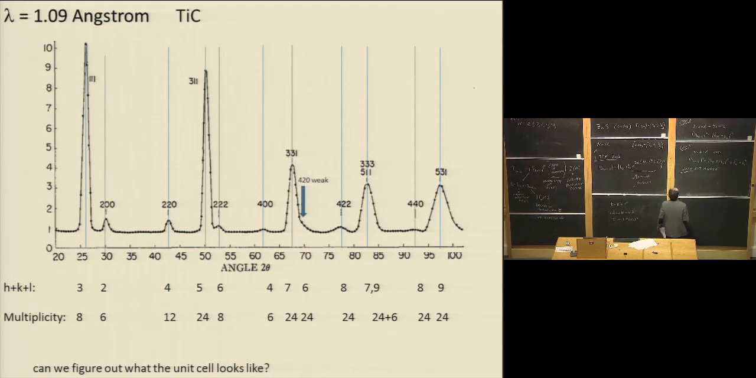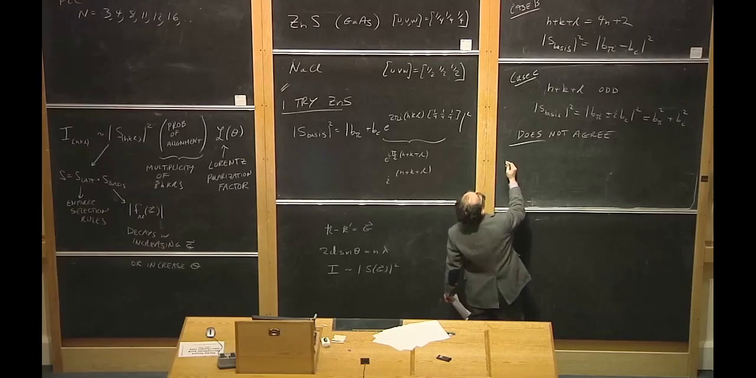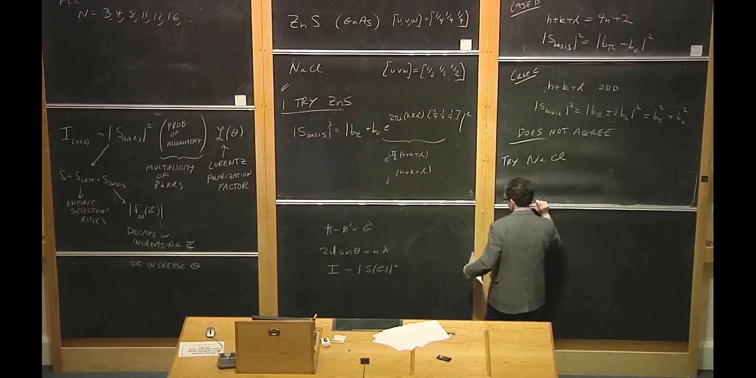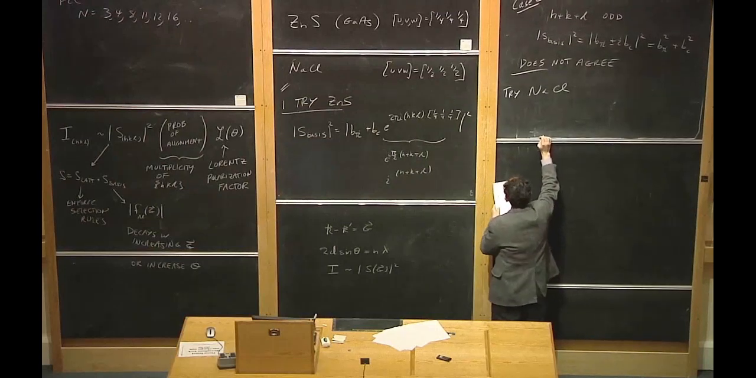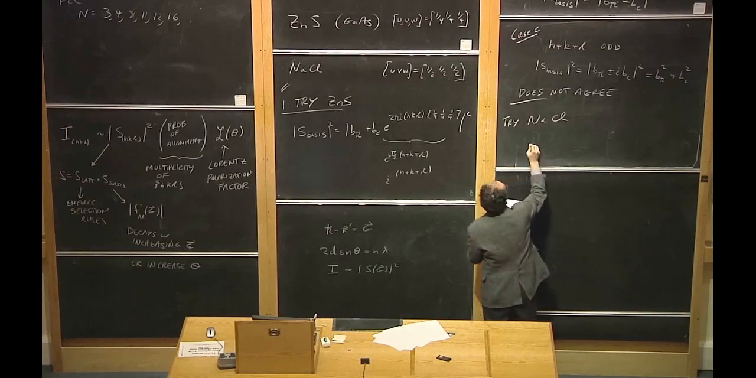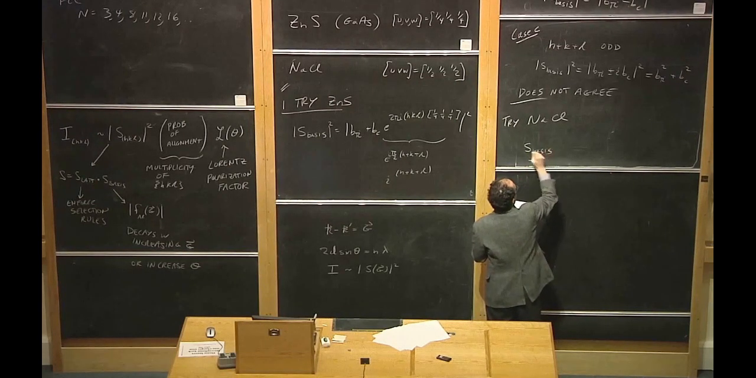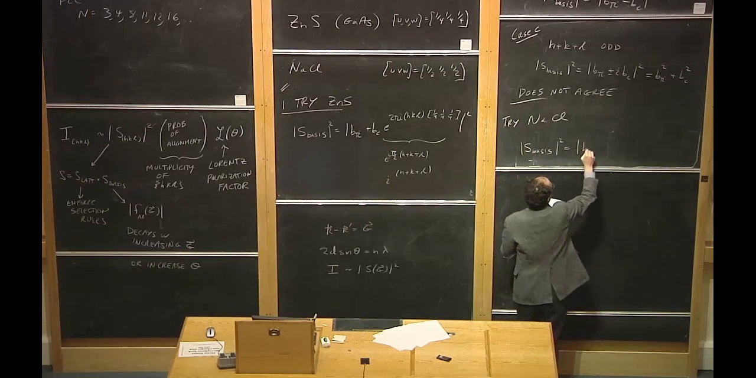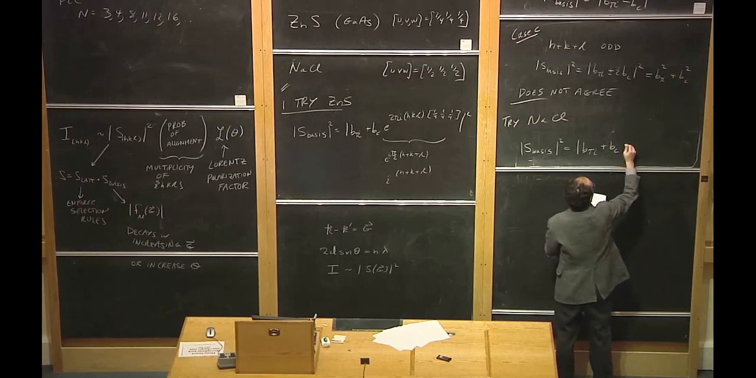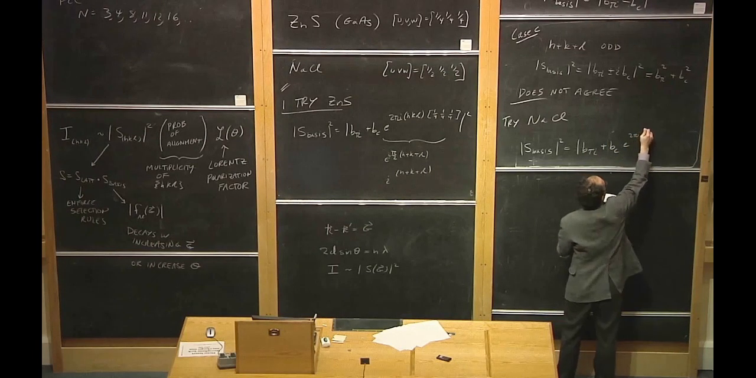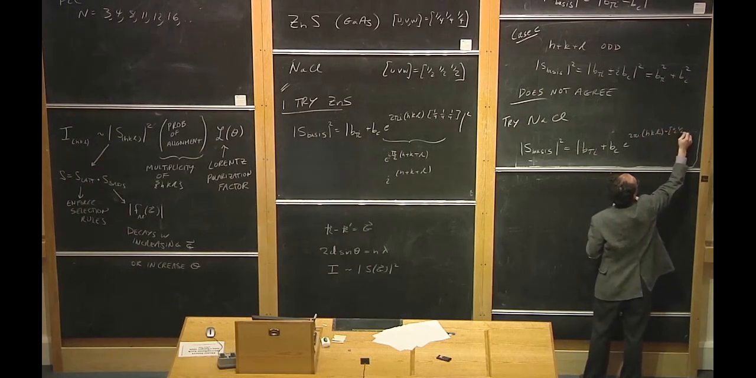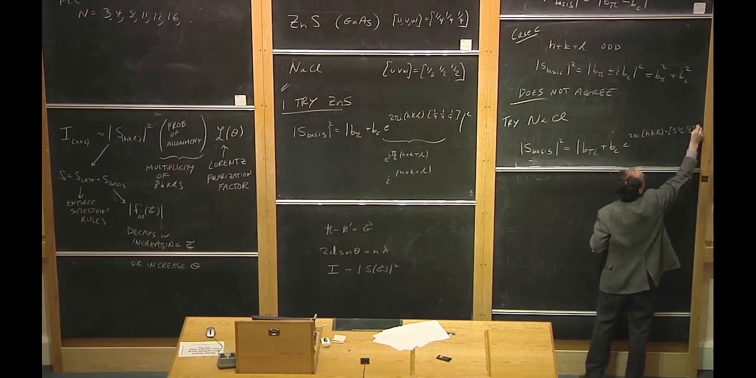Well, we can try something else. We can try the sodium chloride structure. So try sodium chloride. In which case, we have, well, I wrote it over here somewhere. Yep, over there. It's 1/2, 1/2, 1/2. So S basis squared is then B titanium plus B carbon times e to the 2 pi i, HKL dotted into 1/2, 1/2, 1/2, and then all squared.